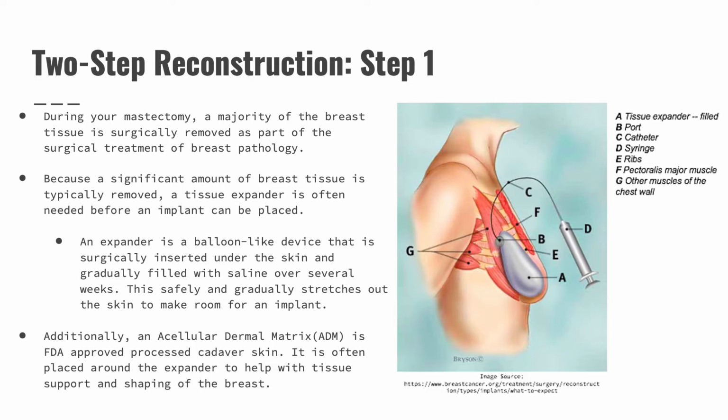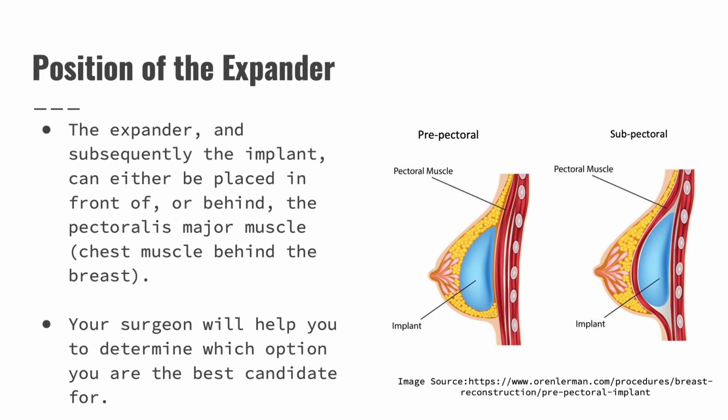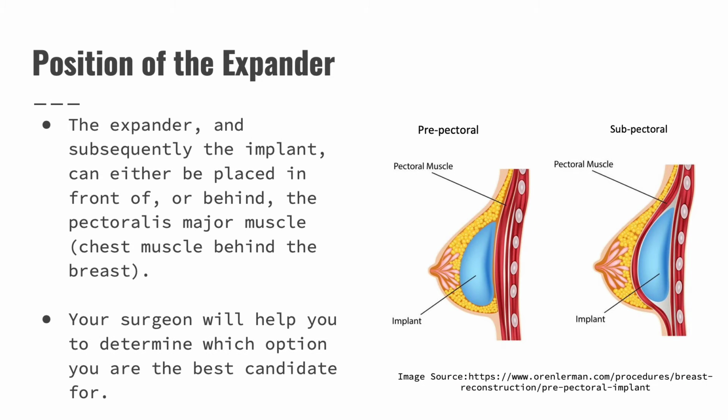Additionally, if you will need post-operative radiation, final exchange for the implant from the tissue expander will be done at least 6 months to a year after the completion of radiation treatment. The expander and subsequently the implant can either be placed in front of or behind the pectoralis major muscle, which is the chest muscle behind the breast. Your surgeon will help you to determine which option you are the best candidate for.